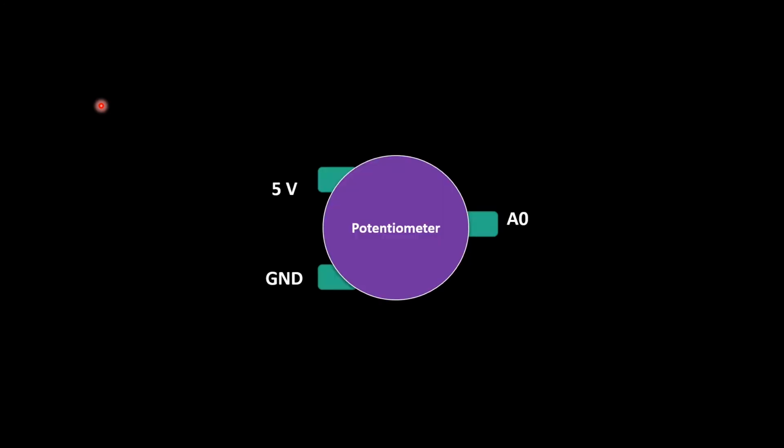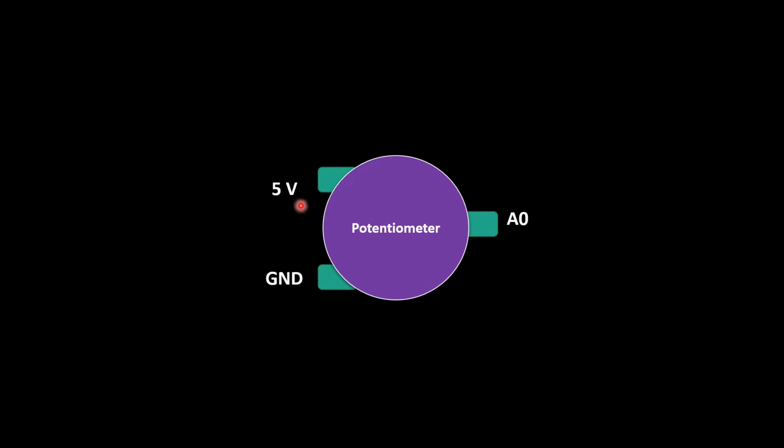So we'll begin with an example. In this example, I'm going to use a potentiometer. Here is a simple example of the potentiometer. Every potentiometer has three terminals. The first terminal is this 5 volt. This is the pin configuration we are going to use for our project.